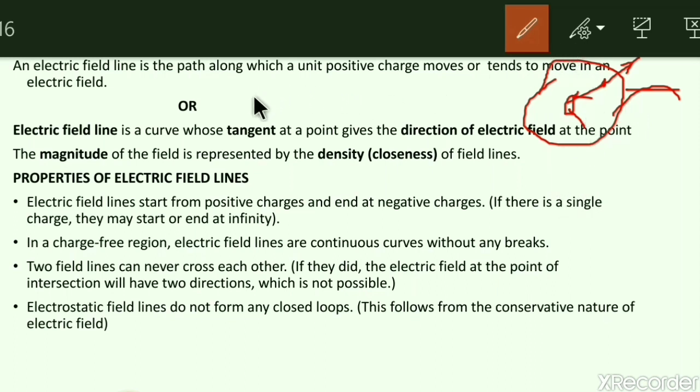So for time's sake, now you have to understand that an electric field line is the path along which a unit positive charge moves or tends to move in an electric field. Or an electric field line is a curve whose tangent at any point gives the direction of electric field at that point. This is what exactly is meant by electric field line.